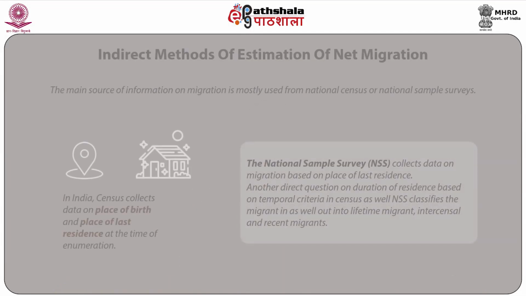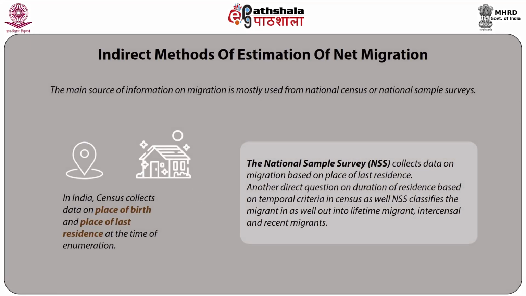The main source of information on migration is mostly the national census or national sample surveys. In India, the census collects data on place of birth and place of last residence at the time of enumeration. The National Sample Survey, which is NSS, collects data on migration based on place of last residence. Another direct question on duration of residence, based on temporal criteria in the census as well as NSS, classifies the migrants, in as well as out, into lifetime migrants, intercensal and recent migrations.